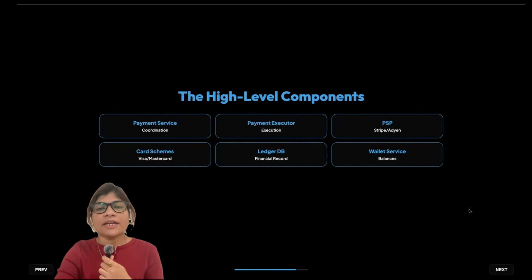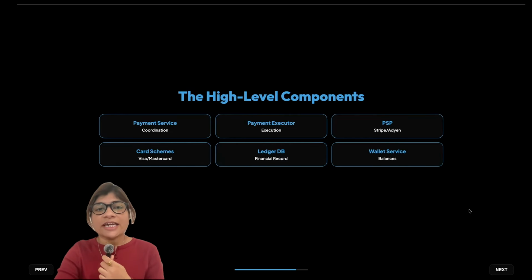Second component is the payment executor. It executes a single payment order by PSP. PSP is payment service provider. That is the third component. It moves money from account A to account B. Fourth is the card schemes, that are the organizations that process credit card operations. Well-known card schemes are Visa, Mastercard, Discover, etc.